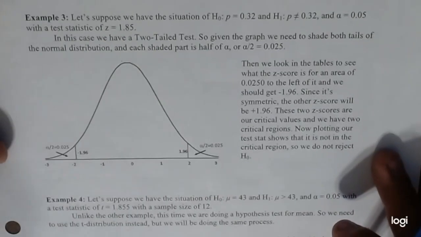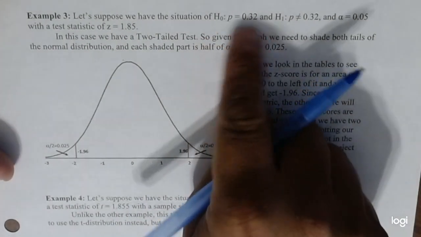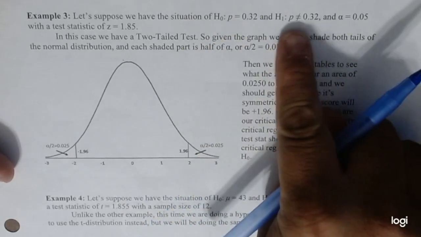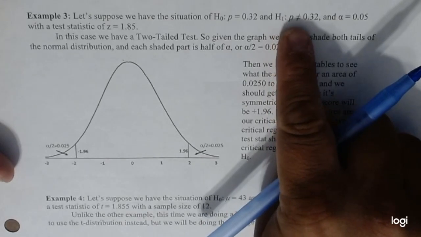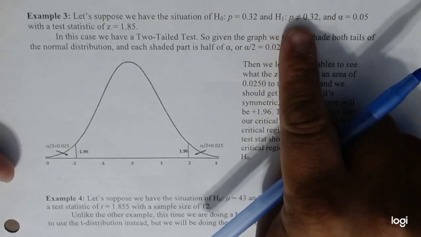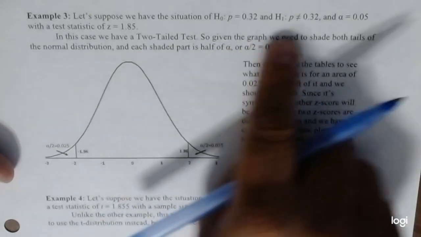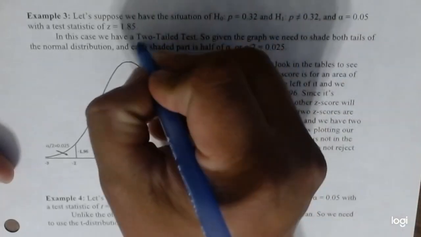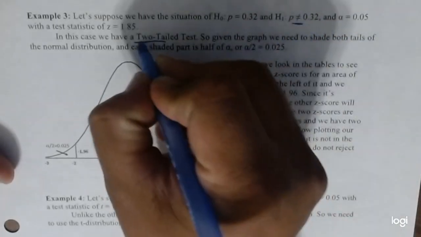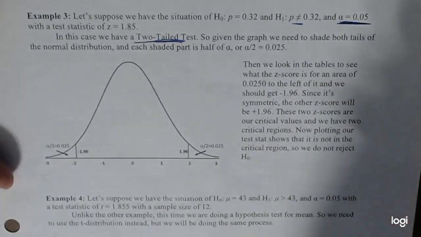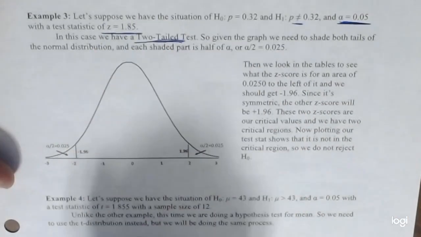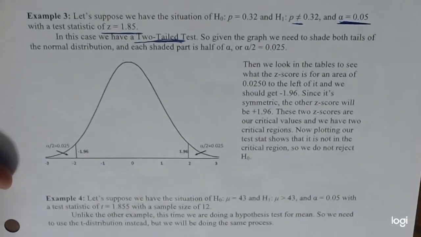Let's suppose we have this situation. Here is our null hypothesis, and here's our alternative hypothesis. So what type of test do we have? Hopefully you said two-tailed, because it's not equal to. So we have a two-tailed test automatically, and they also give us alpha, and we have a test stat of 1.85.